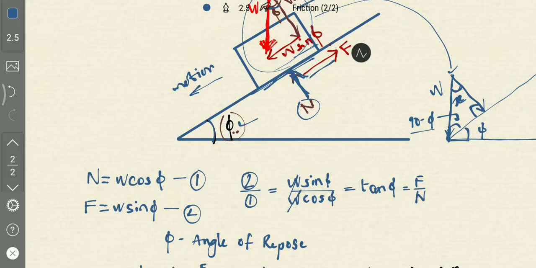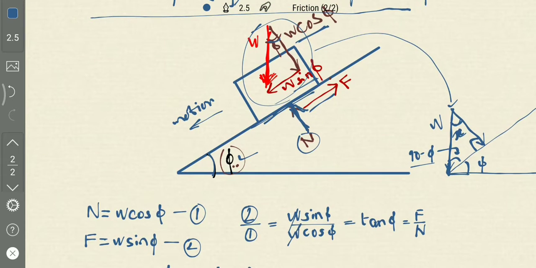And if we compare the forces perpendicular to the inclined plane, which are N and W cos alpha, these are equal. N is equal to W cos alpha, because these both are in opposite directions. And forces parallel to the inclined plane, which are frictional force and W sin alpha. So F is equal to W sin alpha, which are opposite in direction.